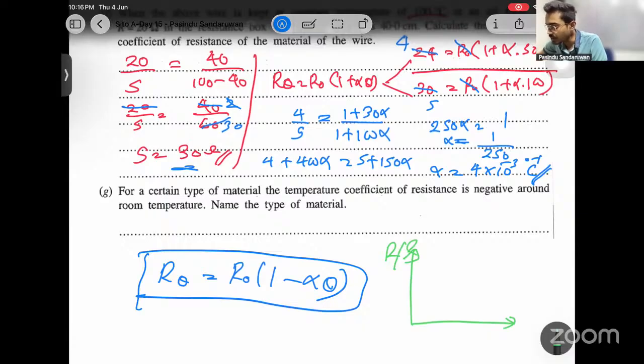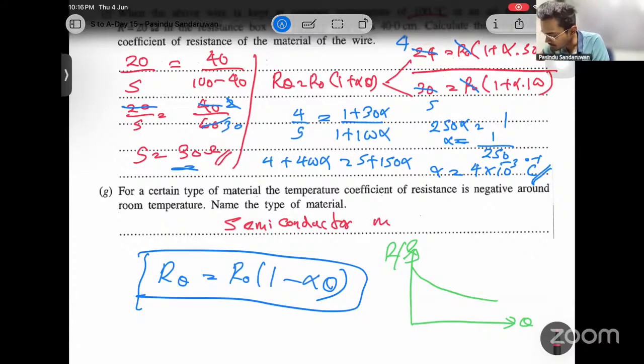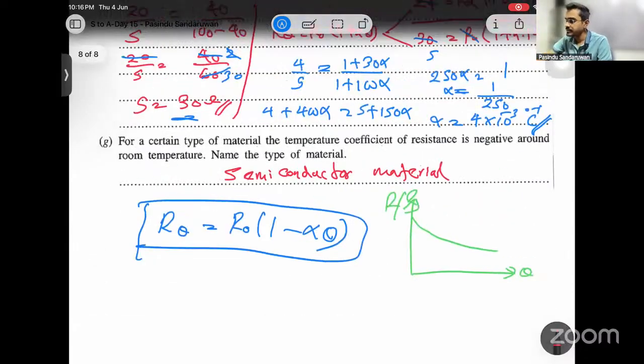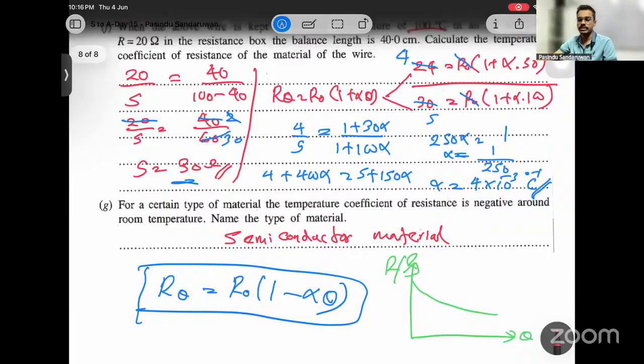R and rho change with temperature. Of a semiconductor, it decreases. When temperature increases, R and rho decrease. That's why alpha is negative. So the material is a semiconductor material. Right. That's it.